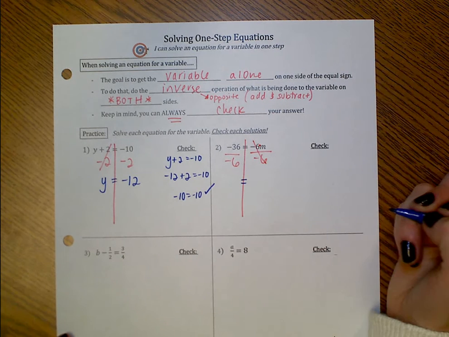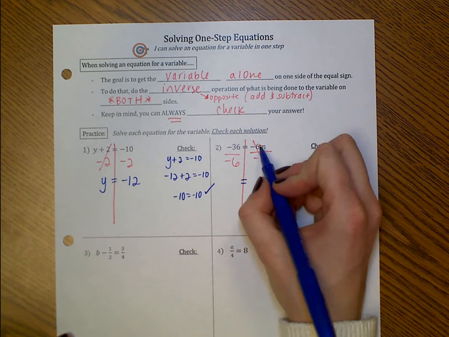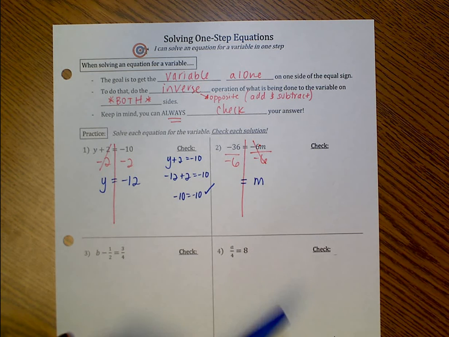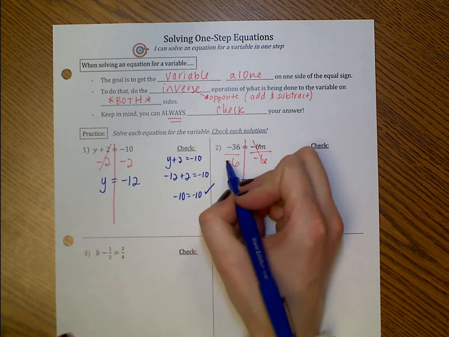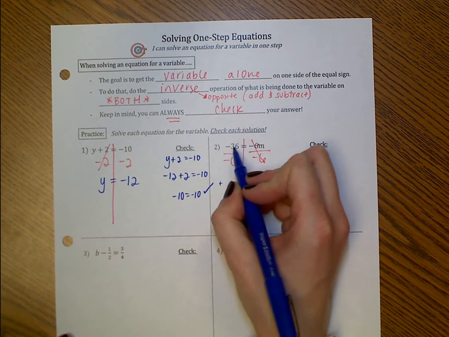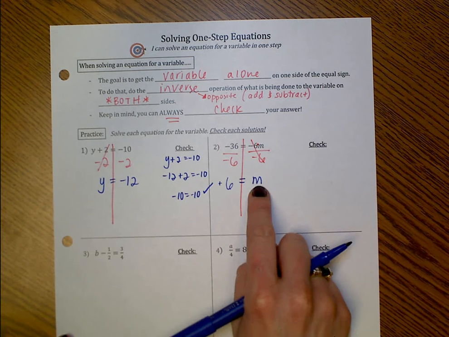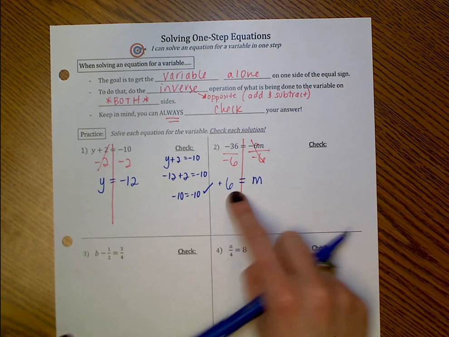So I bring down my equal sign. Since the 6's are gone, it's just m on the right. On the left, a negative divided by a negative is a positive. And 36 divided by 6 is 6. Okay, m is alone, so I'm done. I'm just going to check my answer.